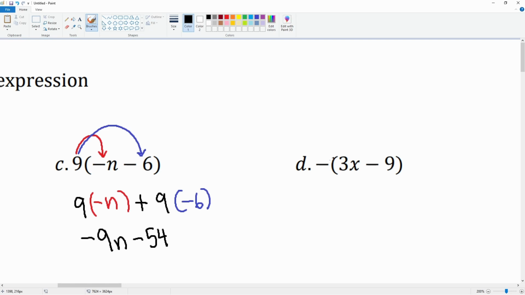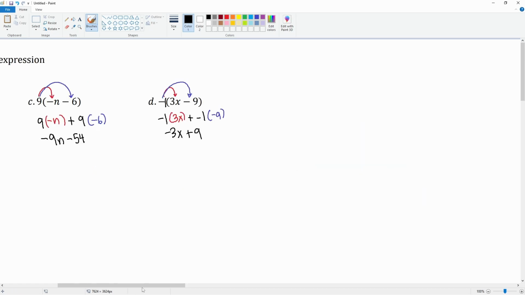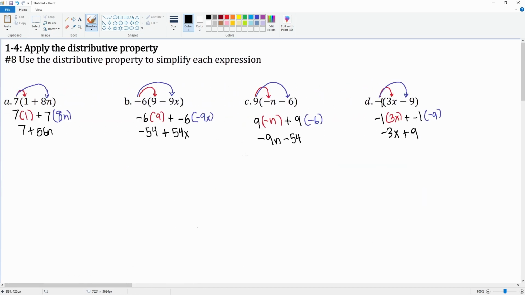For letter D, we have a negative parentheses 3x minus 9. Please understand this is really -1. It's -1 times the 3x. So that is -1 multiply, put that in parentheses, 3x, bring down the addition symbol. Then the -1 is going to be multiplied into the -9, parentheses -9. So -1 times 3x is -3x. -1 times -9 is +9. So there you go. That is what you get after you distribute to simplify each expression.